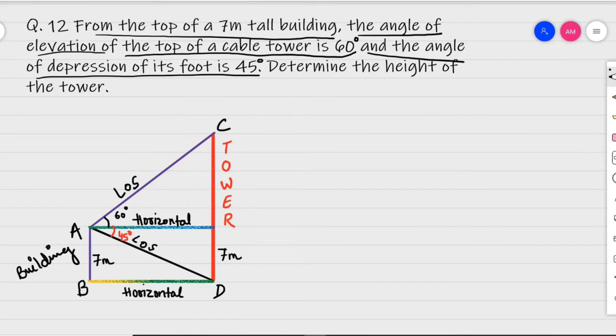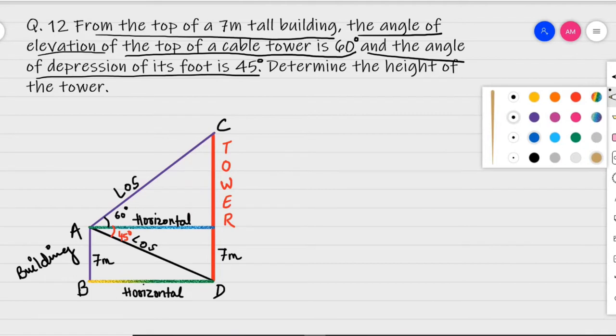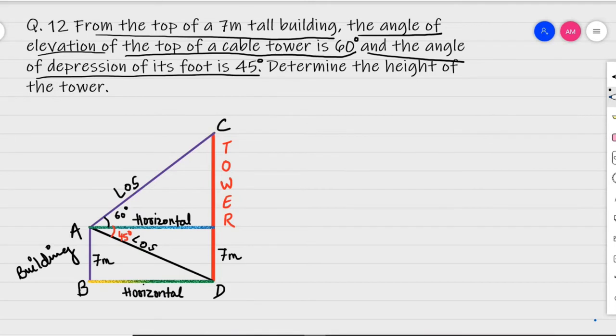Now let us say that AB is our building. Children, please pay attention, because the most important part is to know how to make the figure. Once you make the figure, you will be able to solve the sum. See, let us take AB as the building. And what is the height of the building?